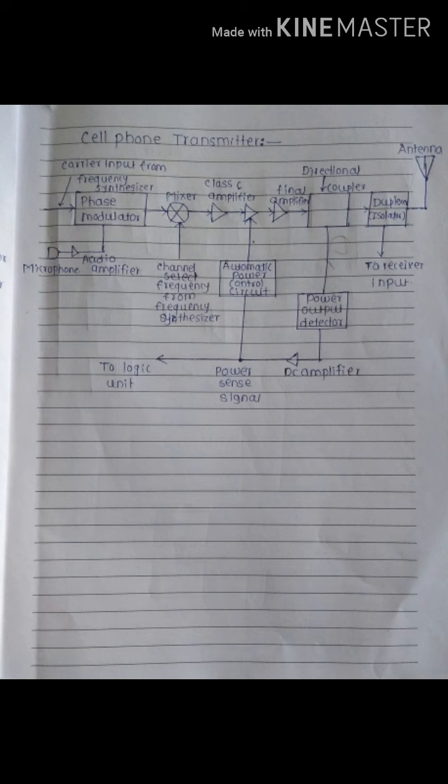With the help of the class C power amplifier, a well-developed signal is produced and given to the final amplifier. The output of the mixer is given to the class C amplifier, whose function is to develop the signal and pass it to the final amplifier. The final amplifier is designed to produce a signal at different power levels.